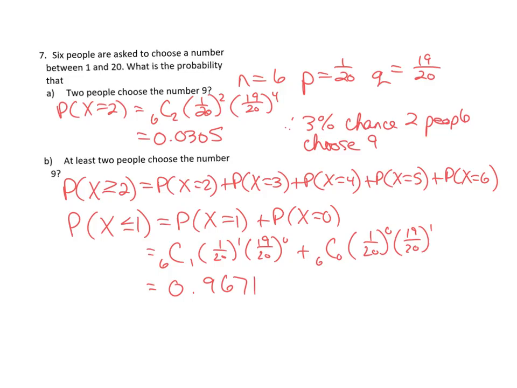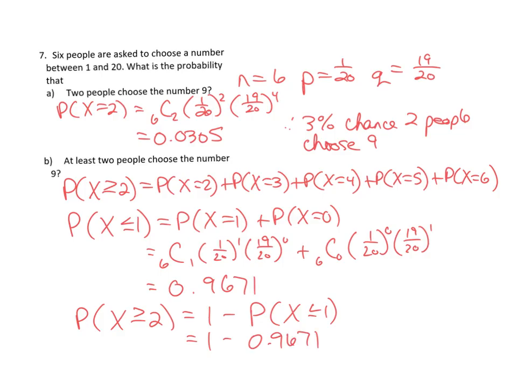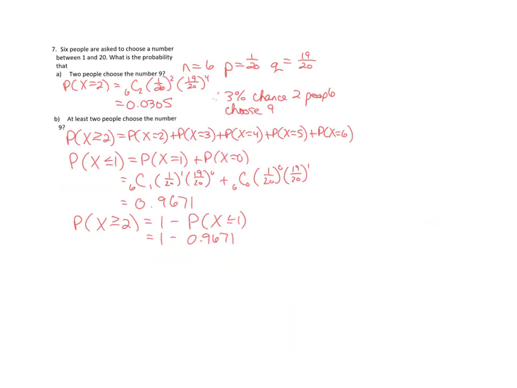So that means that there is a 96.71% probability that 1 or no people will choose the number 9, which means that using the indirect method, the probability of x being greater than or equal to 2 is 1 minus the probability of x being less than or equal to 1, or 0.0329. So it's a 3.3% chance of 2 or more people choosing 9.